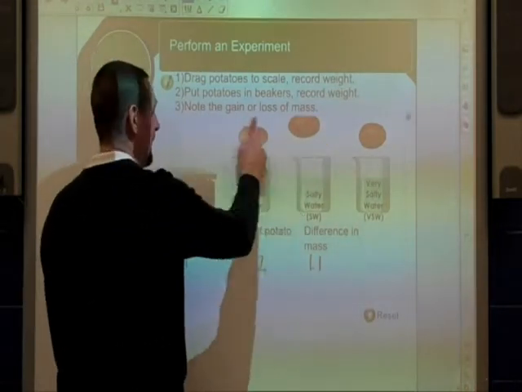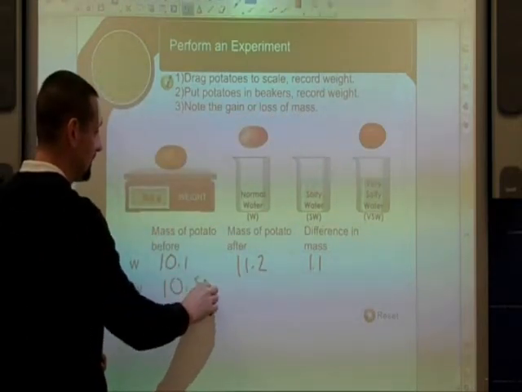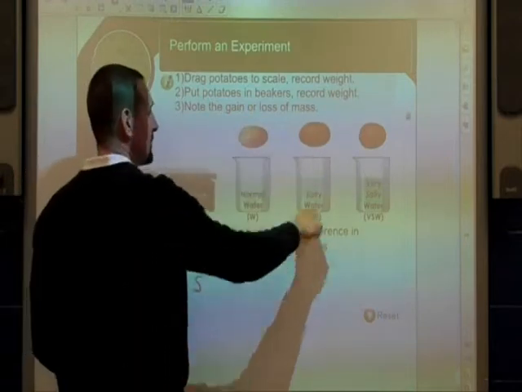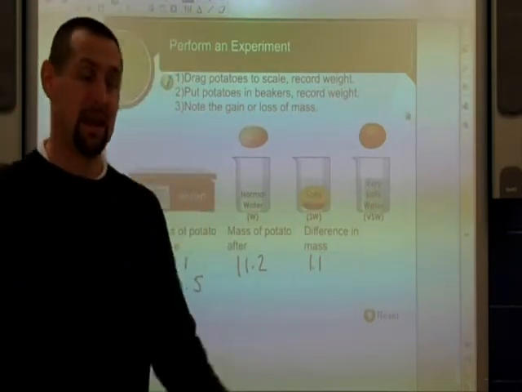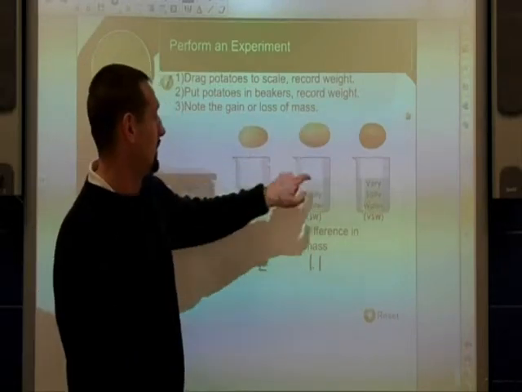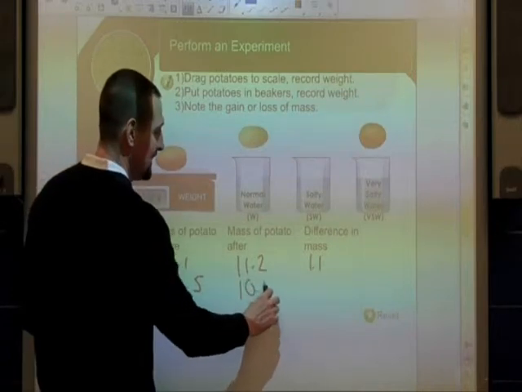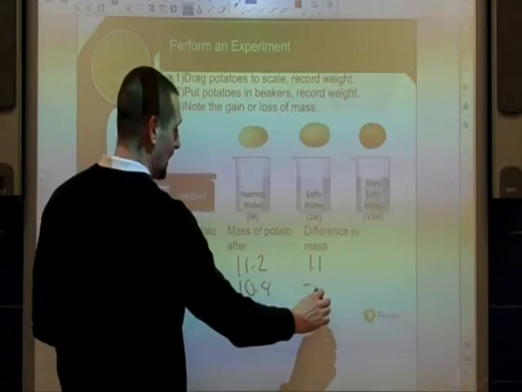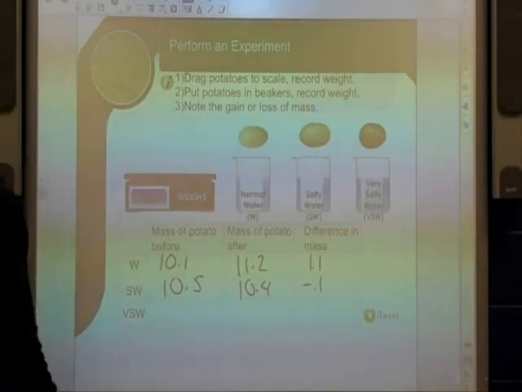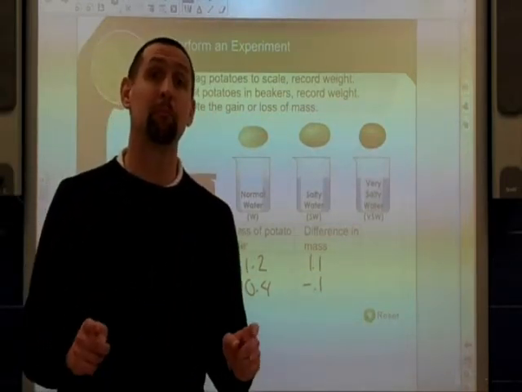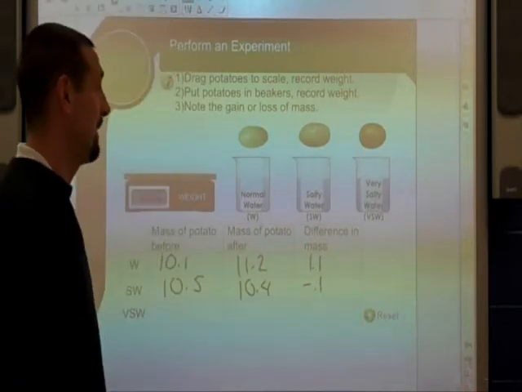So now I'm going to take a potato. I'm going to weigh this one, 10.5. And I drop it into some salty water this time. So let's see what happens in the salty water. After a while, I weigh it again. In this case, it's gone down in weight, 10.4. I've lost a little bit. Why? Because salty water is a hypertonic solution. Water is leaving the potato, going into my beaker.